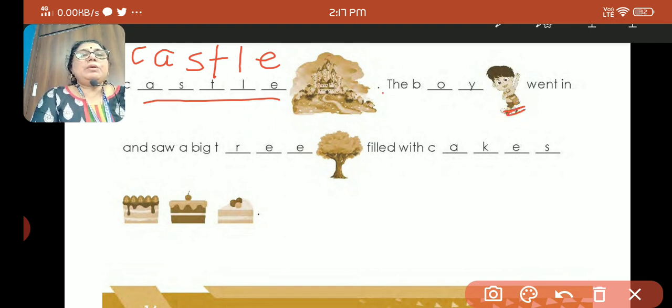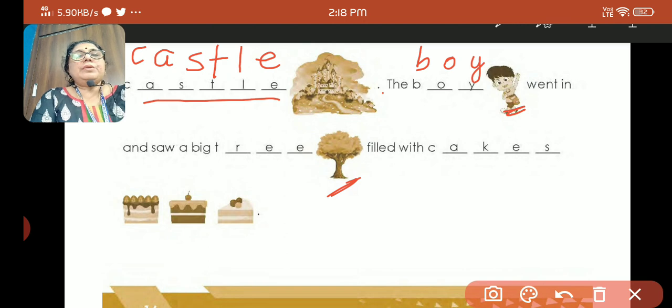So we have the, what is this? Boy. B-O-Y. B is already there. O and Y we have to put. That is B-O-Y. Boy. Went in and saw a big, what is this? Tree. Very good. Tree. T-R-E-E. Tree.